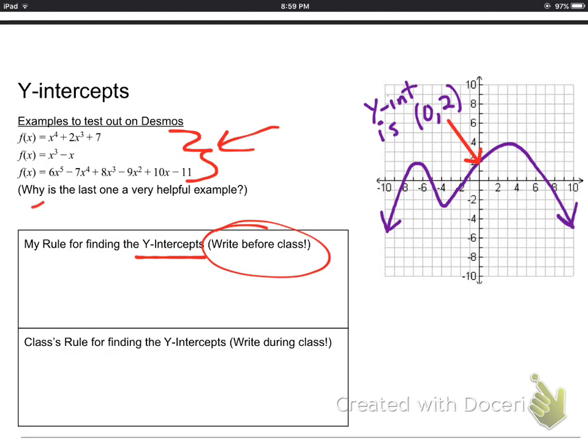You can also answer this question here. Why is the last one a very helpful example? I'm talking about this third function here, which should be the most helpful of those three functions. And feel free to use your own functions. So go ahead, pause the video, and let's do that right now.